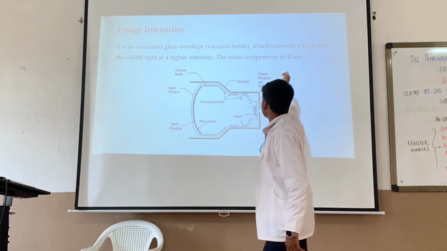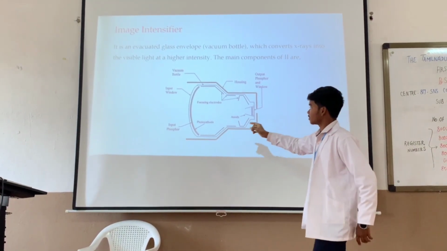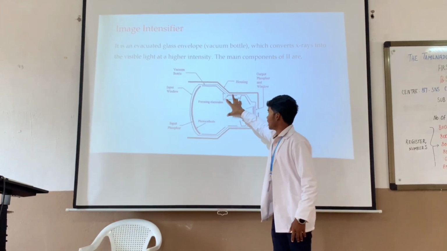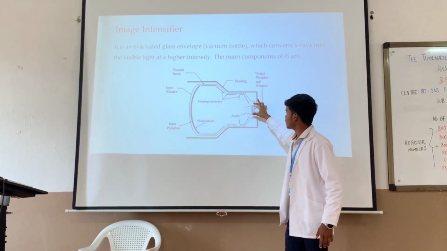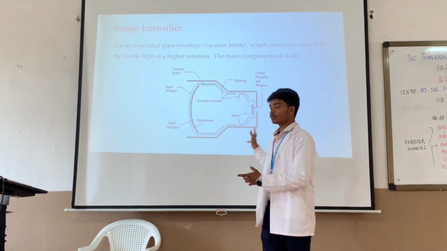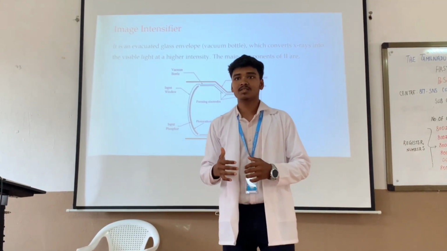So the main components of the image intensifier are the intensifier screen, focusing electrodes, then the anode and output phosphor window. So let's discuss the components in detail.